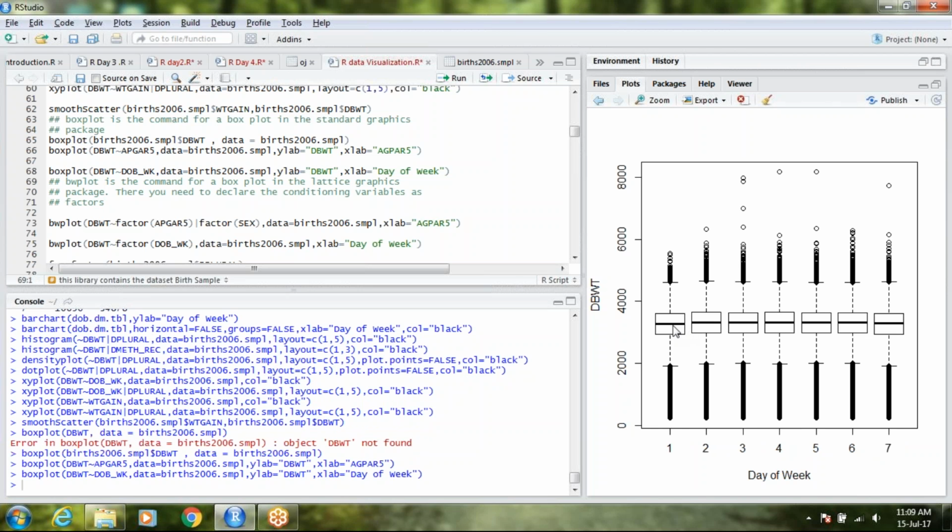weight is almost the same. It more or less remains the same with slight variation, and shows the same trend. So there is no specific relation between the weight of a child and the day of the week it is born.